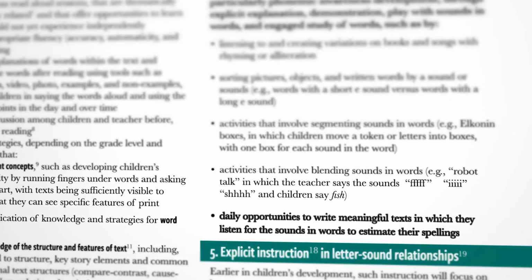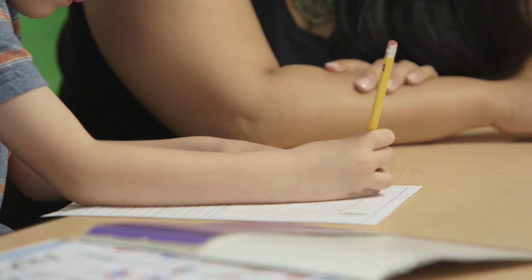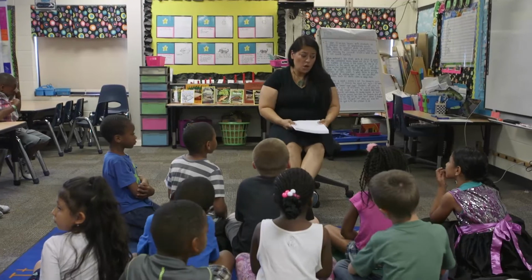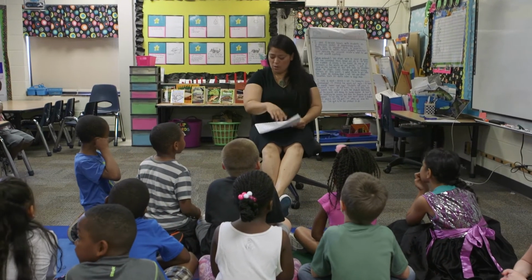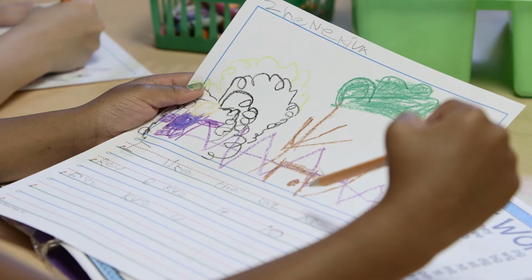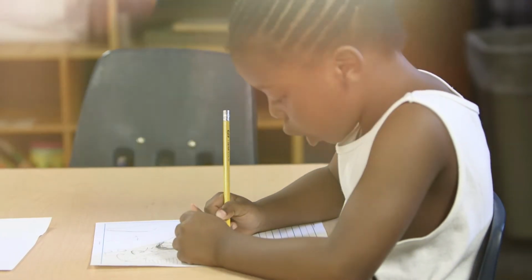When students have daily opportunities to write meaningful text in which they listen for the sounds and words to estimate their spellings, they build phonemic awareness. In this classroom, students are sounding out words and matching sounds to letters as they write. Today you are going to see the kindergartners in my class writing a rough draft about a recent field trip experience that we had. They are going to be drawing this out and labeling it. And when they're labeling their illustrations, they are going to be stretching and segmenting sounds.